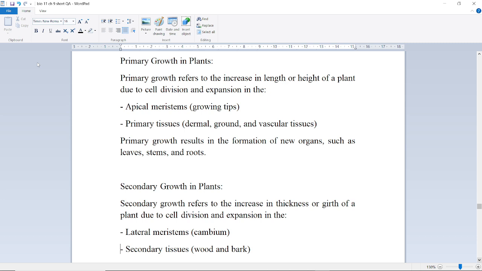Primary tissue like dermal, ground and vascular tissue. Primary growth results in the formation of new organs such as leaves, stem and root.